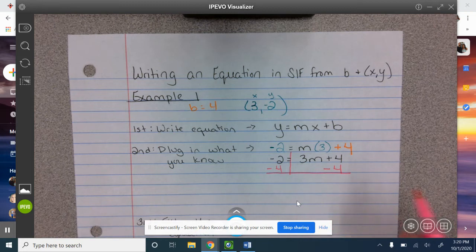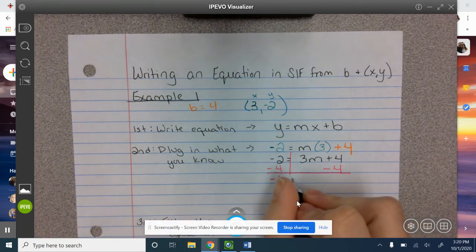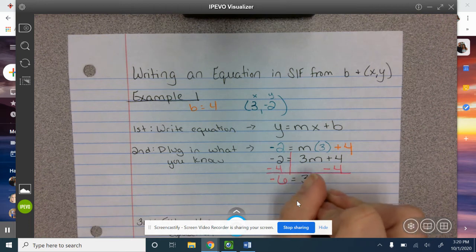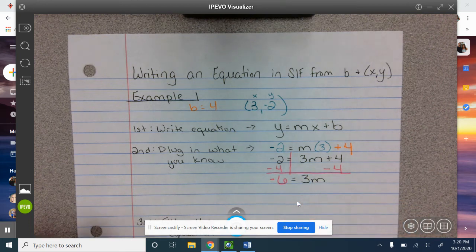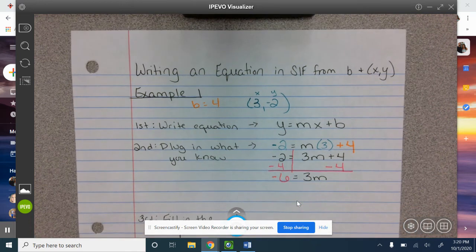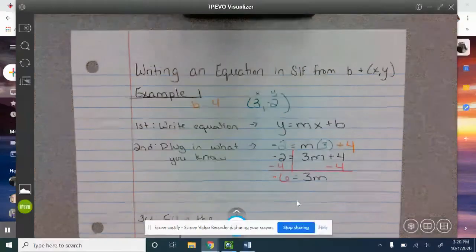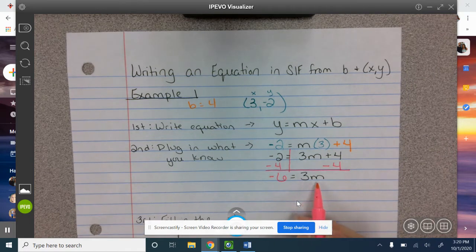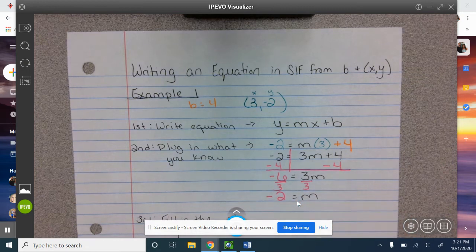If I subtract 4 on this side, I have to subtract 4 on this side as well. -2 minus 4 is -6. And that is equal to 3m. Now, I have 3 times m. I still don't have m completely by itself. So to undo this multiplying, we're going to divide by 3. The opposite of multiplying is dividing. And -6 divided by 3 is going to give me -2 as my m, or my slope.